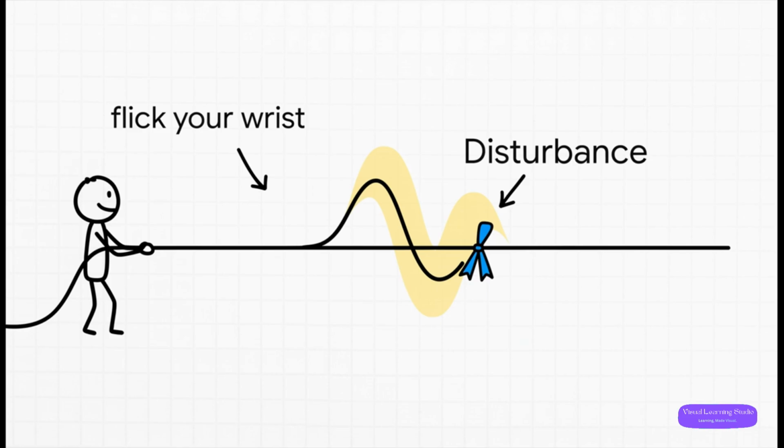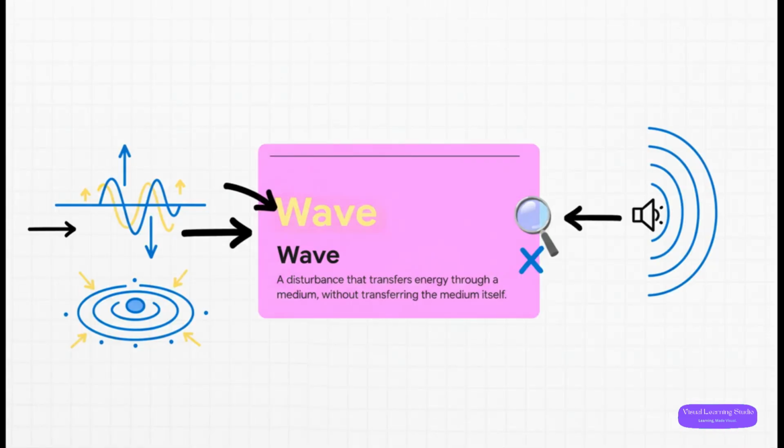Now, here's the crucial part. Look at that little piece of ribbon tied to the rope. It just bobs up and down in place. It doesn't travel with the wave. The rope didn't fly across the room, did it? Only the disturbance, the energy from your flick, traveled forward. And that, right there, that's the definition of a wave. It is not the movement of stuff, it is the movement of energy through stuff.